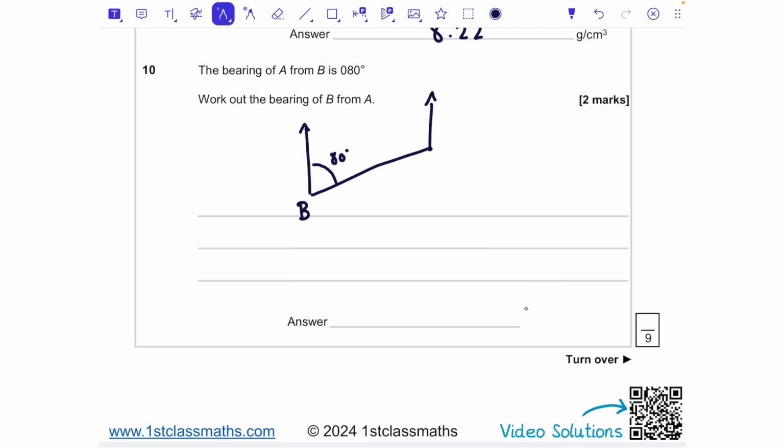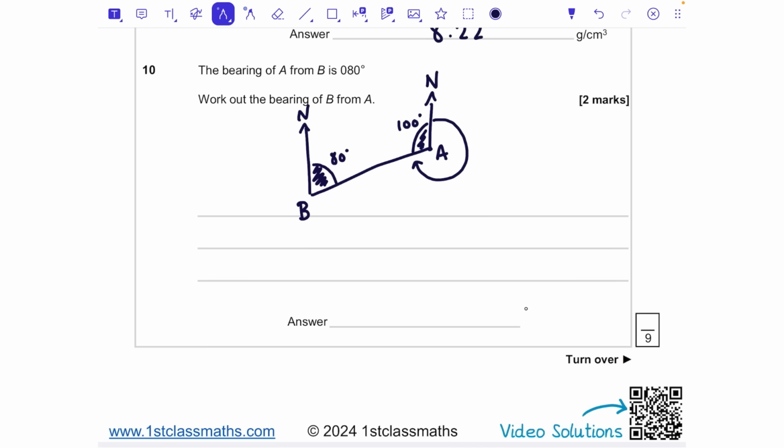I would now like to know the bearing of B from A. Now remember, bearings start north and go clockwise. So I'm actually going to give this angle. Now there's a couple of different ways that you can work this out. Using co-interior angles, if this one is 80, then this one over here is going to be 100 because the lines going north are parallel.